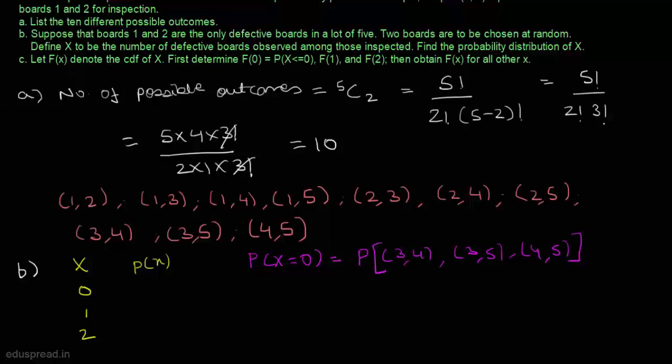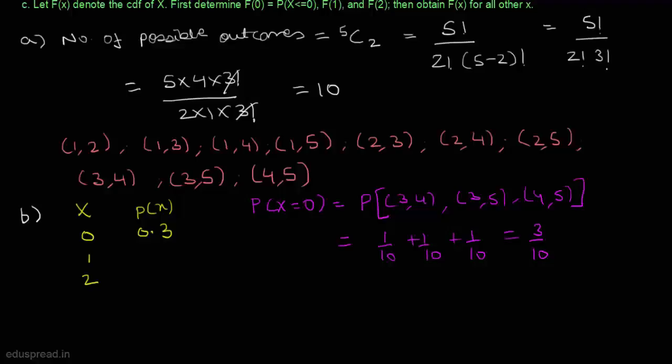So the probability that X is equal to 0 is equal to 1 by 10 plus 1 by 10 plus 1 by 10, and this is equal to 3 by 10. It's 1 by 10 because we have 10 possible outcomes and all the outcomes are equally likely. Okay, so the probability that X is equal to 0 is 3 by 10, or you can say it's 0.3. Let's now find the probability that X is equal to 1. This means only one board should be defective.